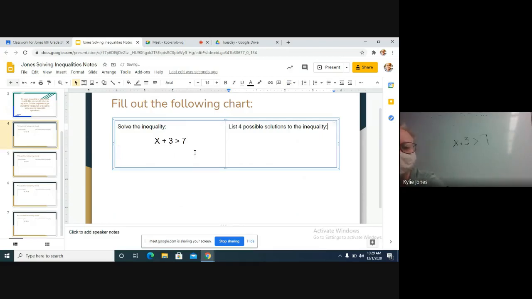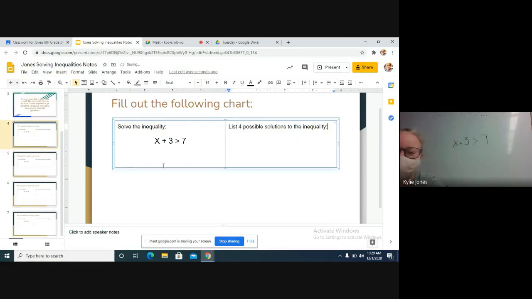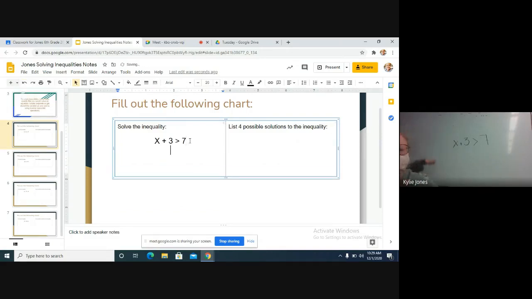What do we need to do? So if we're getting something alone, I know you guys probably talked a lot about balancing the scale and where to separate your equation. But now, which symbol am I dividing it between? How am I going to divide this expression or inequality? Where am I going to cut my scale? The upside down T.